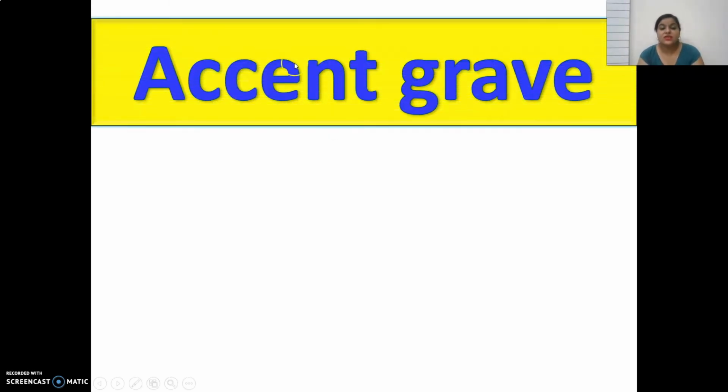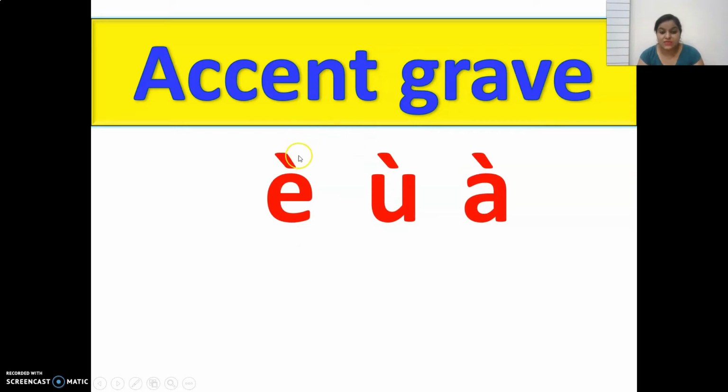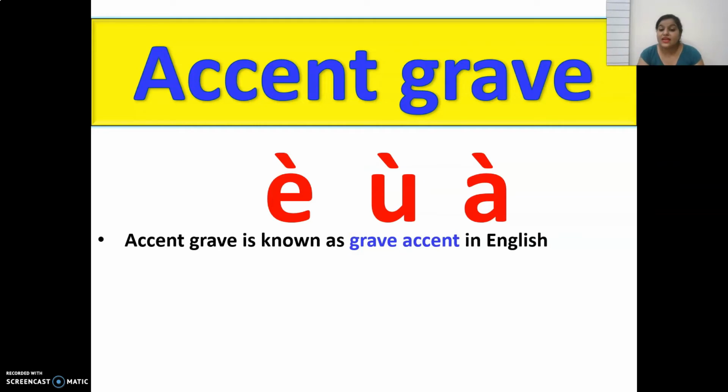So the next accent is accent grave. Accent grave. Now let's see how it looks. It is just the same symbol as we used over accent aigu, but this sign is tilted toward the left hand side. So can you see this line that is tilted toward the left hand side? This sign is known as accent grave. So let's learn some facts about accent grave. Accent grave is known as grave accent in English.